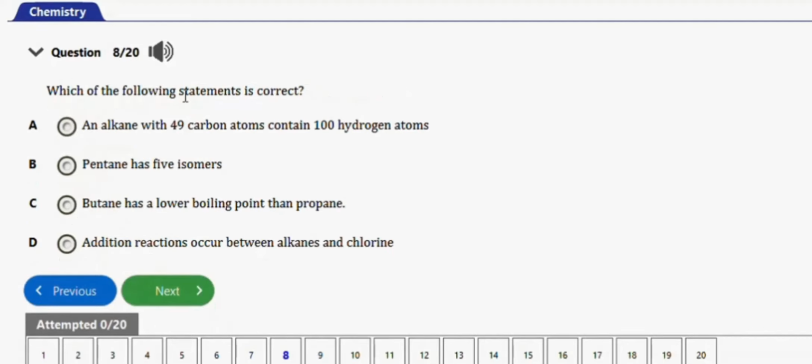The next question will be this one. It says which of the following statements is correct. An alkane with 49 carbon atoms contains 100 hydrogen atoms. Pentane has 5 isomers, no. Butane has a lower boiling point than propane, no. Addition reactions occur between alkanes and chlorine, no. So the right answer is option A: an alkane with 49 carbon atoms contains 100 hydrogen atoms. Yes, that's correct.